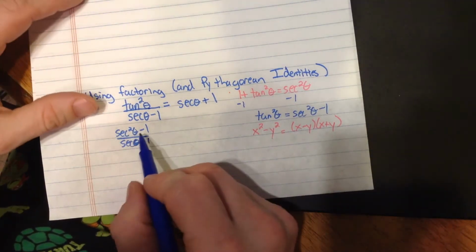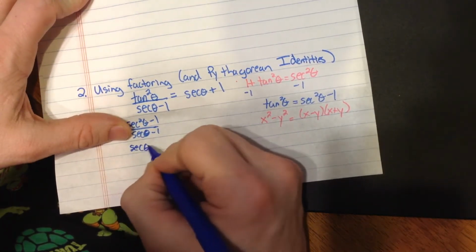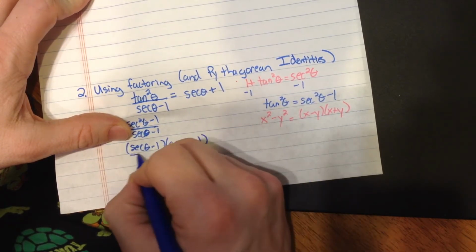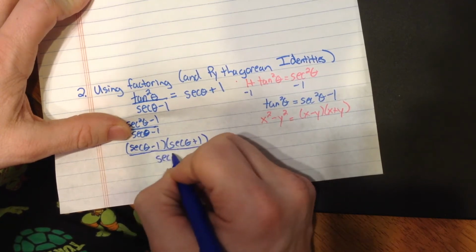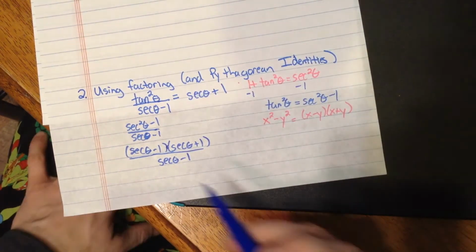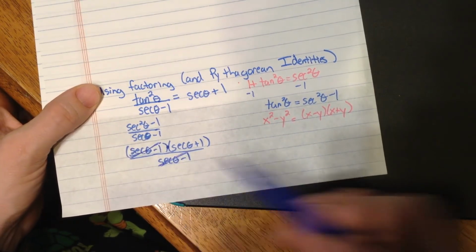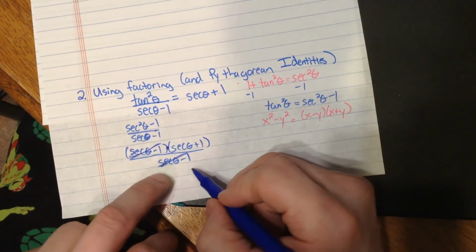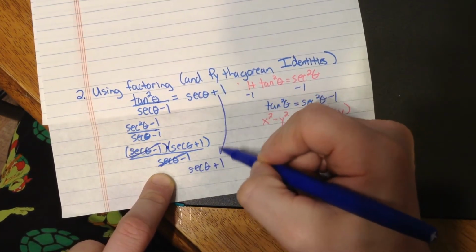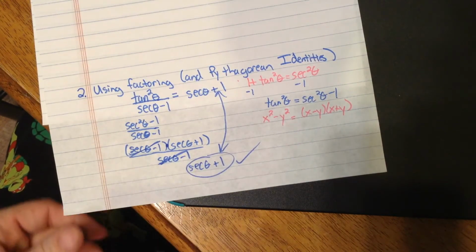So we're going to do that here, and we're going to write secant of theta minus 1 times secant of theta plus 1. And underneath we're not going to do anything, we're just going to leave it as is. But now we are multiplying here, so we can eliminate this whole factor and that whole factor, and we're going to get secant of theta plus 1 remaining, which is exactly what we wanted to show. So that's proved.